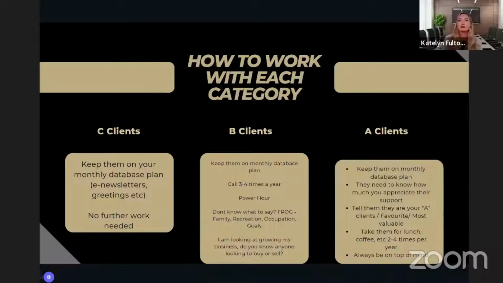Your B clients, so again, haven't referred you, but have worked with you before, and you liked working with them, and there's a potential that they may actually refer business to you. You also want to keep these guys on your monthly database plan, so newsletters, greeting cards, and you want to call them 3 to 4 times a year. I'm going to talk about power hour.